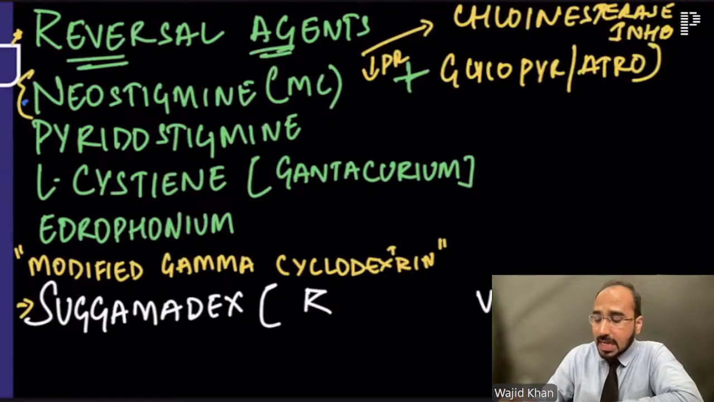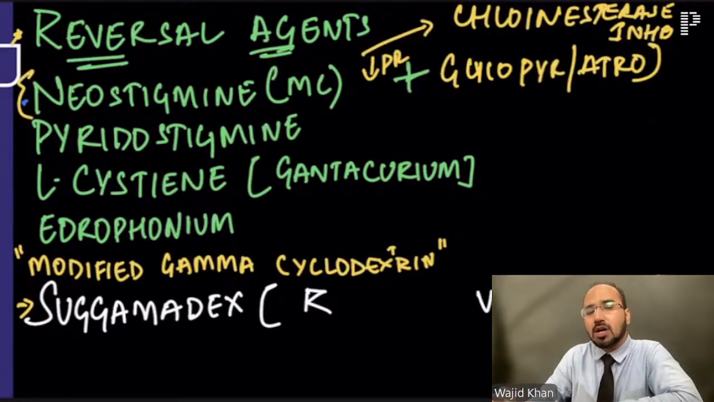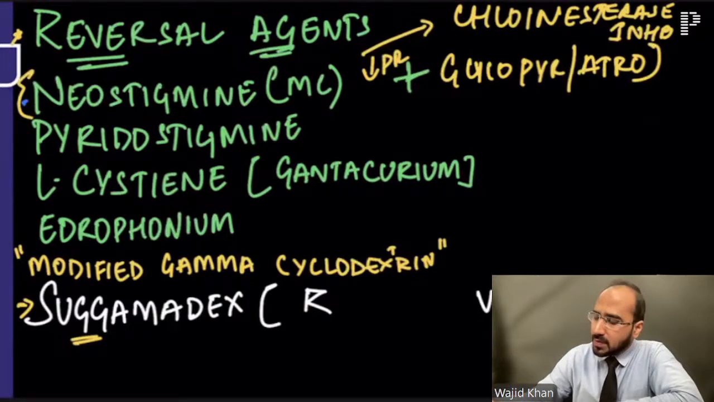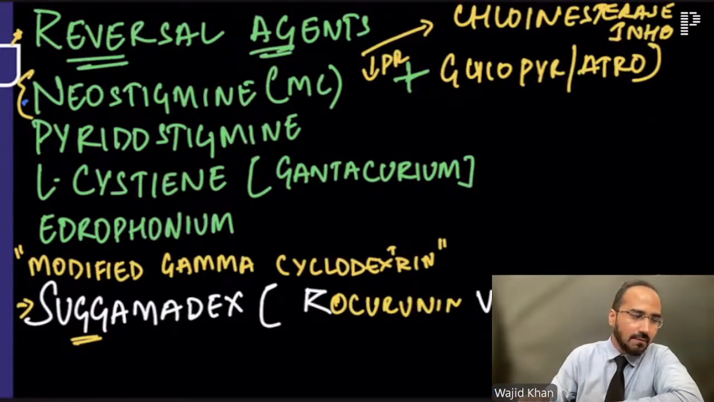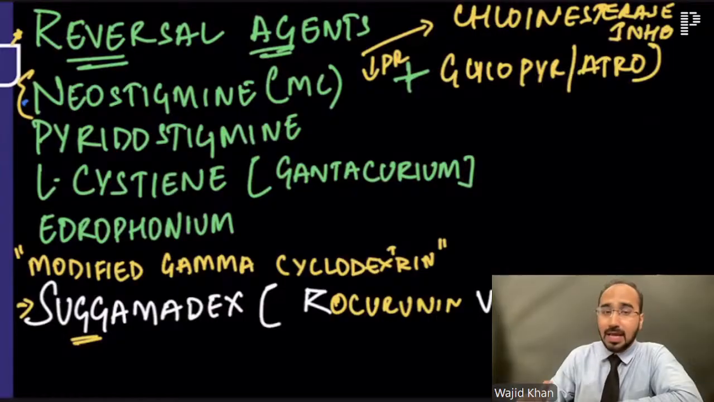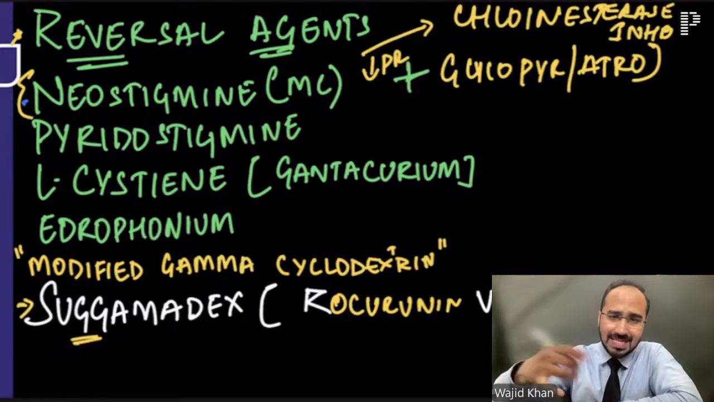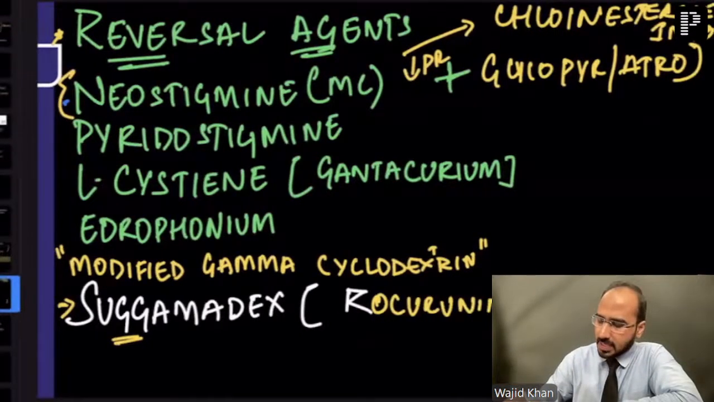In modified gamma cyclodextrin, the commonly used one is sugammadex. And sugammadex is commonly used for what? It is commonly used for rocuronium and vecuronium. And remember, after giving sugammadex, there is no need to give glycopyrrolate or atropine. Cholinergic side effects are seen only with cholinesterase inhibitor reversal agents. Next.